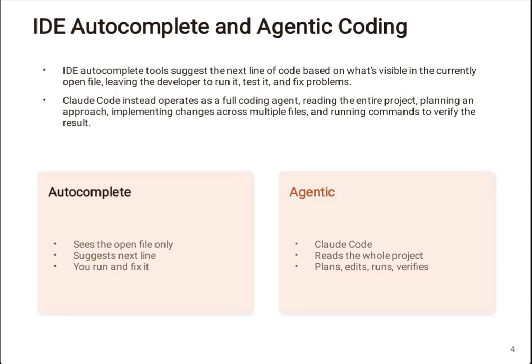IDE autocomplete and agentic coding. IDE autocomplete tools suggest the next line of code based on what's visible in the currently open file, leaving the developer to run it, test it, and fix problems. Claude Code instead operates as a full coding agent, reading the entire project, planning an approach, implementing changes across multiple files, and running commands to verify the result.